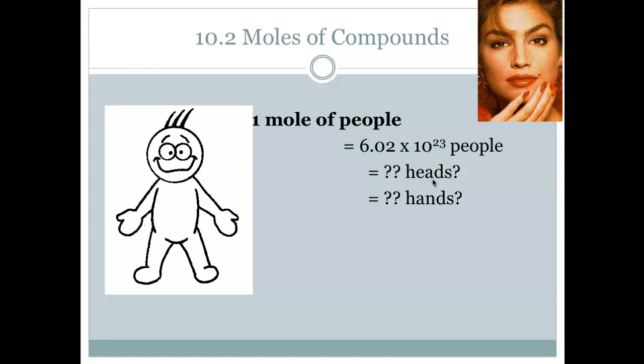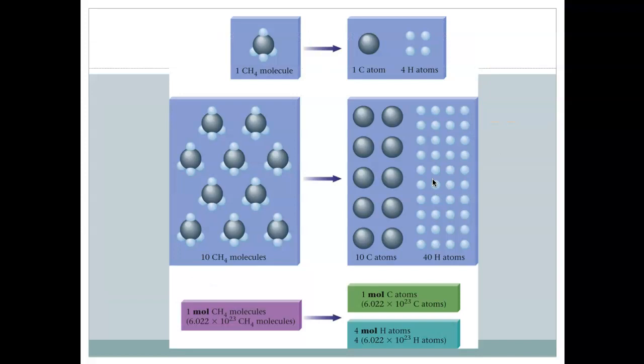What about hands? How many hands are in a mole of people? Well, if each person has 2 hands, then a mole of people would contain 2 moles of hands, or 2 times 6.02 times 10 to the 23rd hands. How about toes? Assuming each person has 10 toes, a mole of people would contain 10 moles of toes, or 10 times 6.02 times 10 to the 23rd toes. This same concept applies to molecules.